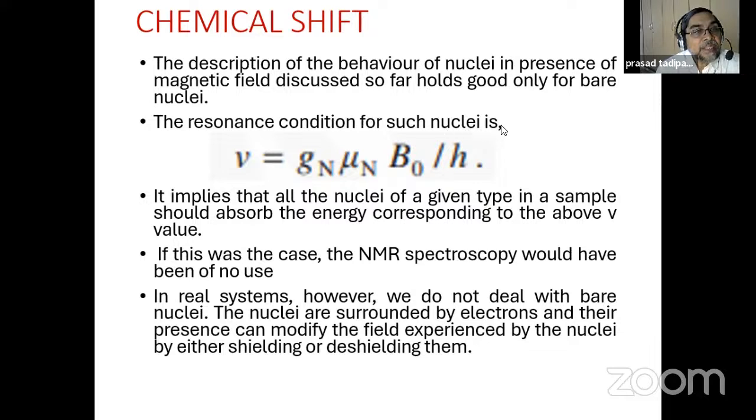So in the resonance condition, nu is equal to g_n mu_n B naught by h. So this implies that all the nuclei of a given type in a sample should absorb the energy corresponding to the above nu. So if this was the case, NMR spectroscopy would have been of no use. Okay. So in real systems, we do not deal with bare nuclei, that means isolated nuclei.